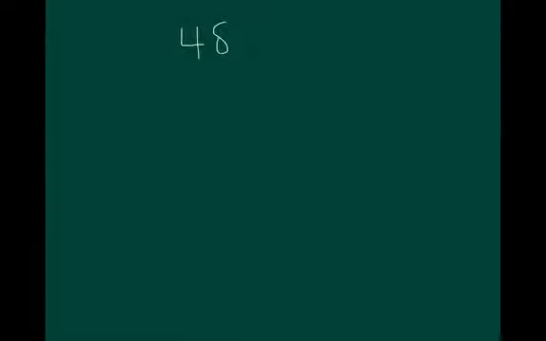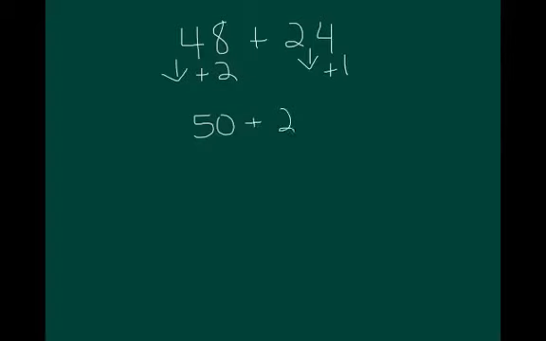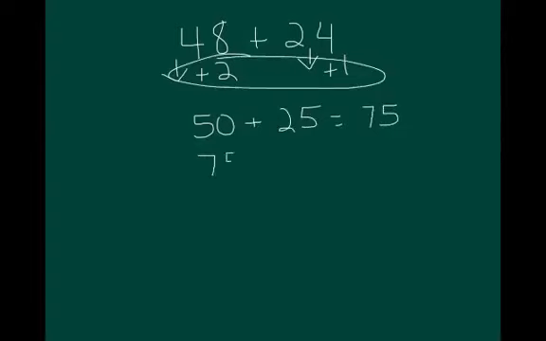All right, so let's think about another compensation addition problem. What if we had 48 plus 24? Now, 25s are really friendly for most kids because of quarters and money. So I could think about 48 as being close to 50. So 48 plus 2 is 50. Plus 1 for our 24 is 25. 50 and 25 is 75. But then I had added 3 extra, so I'm going to go ahead and subtract that 3. So my answer is 72.